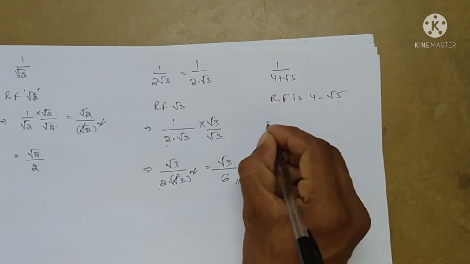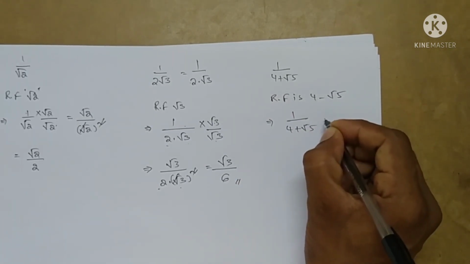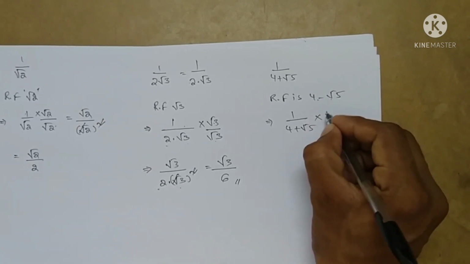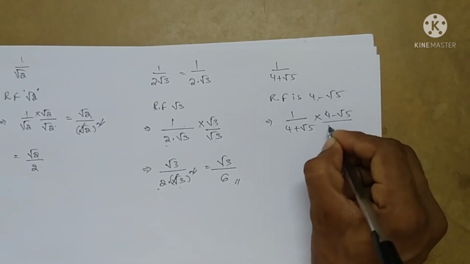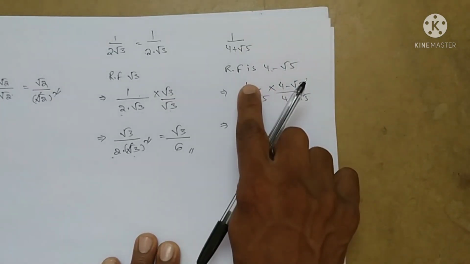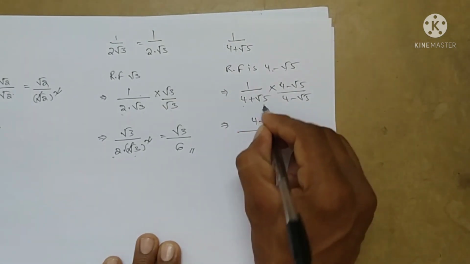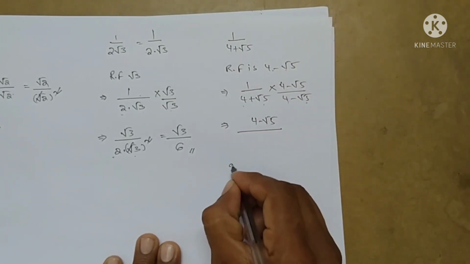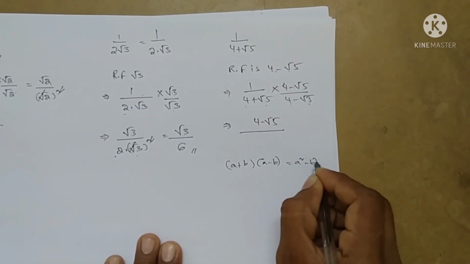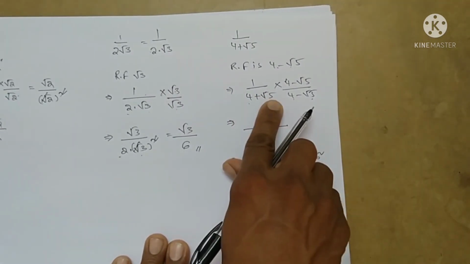So that is equals to 1 by 4 plus root 5. Multiply numerator and denominator with 4 minus root 5. What will happen? We can see 4 minus root 5 in both. So that is equals to 4 minus root 5 into 1, 4 minus root 5 by 4 plus root 5 into 4 minus root 5. It is of the form a plus b into a minus b. That is equals to a square minus b square, right? Here a is equals to 4, b is equals to root 5.